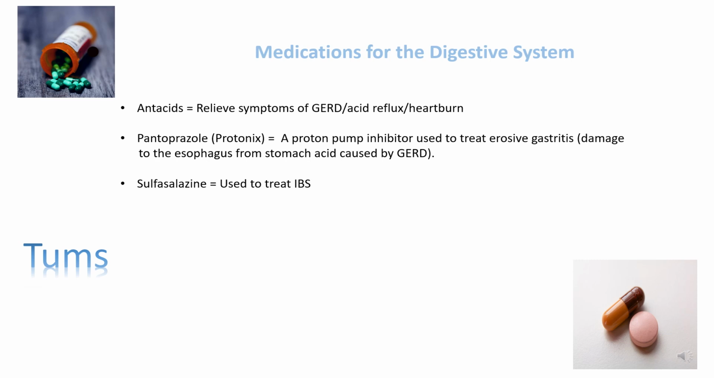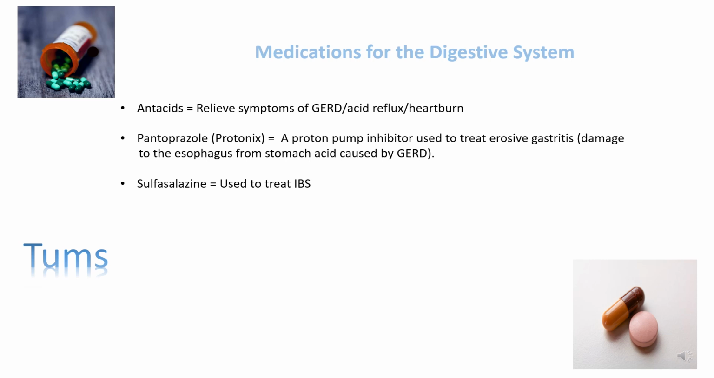The generic name for Protonix is pantoprazole. It is pronounced pantoprazole, and pantoprazole is in the class of drugs considered a proton pump inhibitor used to treat a disorder called erosive gastritis, as well as other conditions involving excess stomach acid.